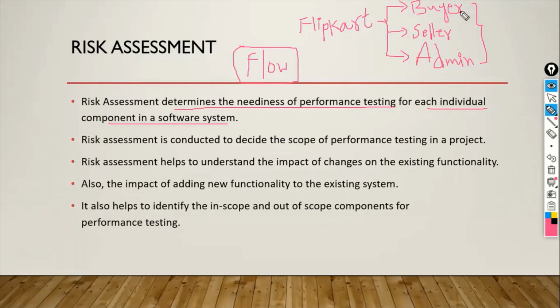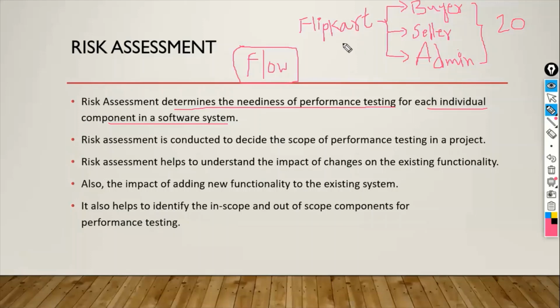Like that, each and every role has some specified number of flows, right? Let us say all three roles combined are going to perform 20 different flows, let us assume. So out of these 20 different flows, which flows are very important? Which flows are very critical ones that we need to test for performance? So generally, which flows are we going to call critical flows?